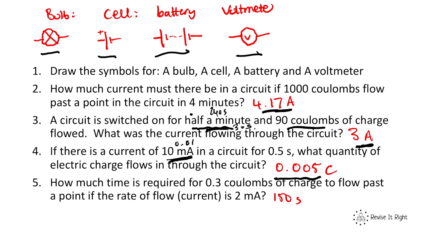And finally, question 5, how much time is required for 0.3 coulombs of charge to flow past a point if the rate of current is 2 milliamps? Again, we need to convert our 2 milliamps into amps. So 2 divided by 1000 would have got you 0.002. Okay, then you would have done your charge, which is 0.3, divided by your current, which is 0.002, and you would have got your answer of 150 seconds.